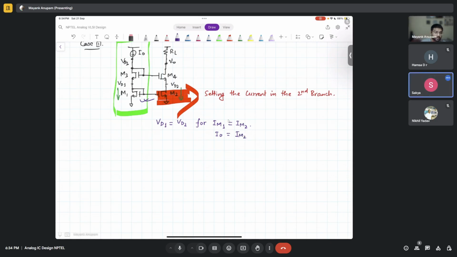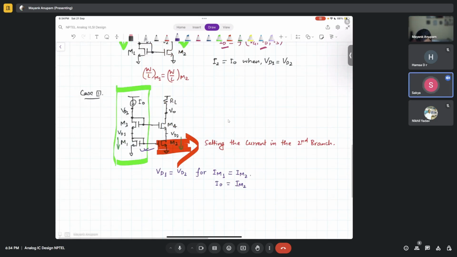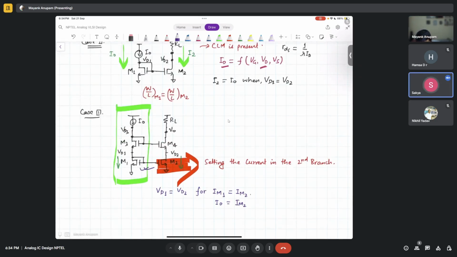I have a question here. Yeah, come on. Why does it need to be same? But VD2 needs to be just the value of VGS minus threshold, right? No, no, I am talking about the case where there is a CLM.